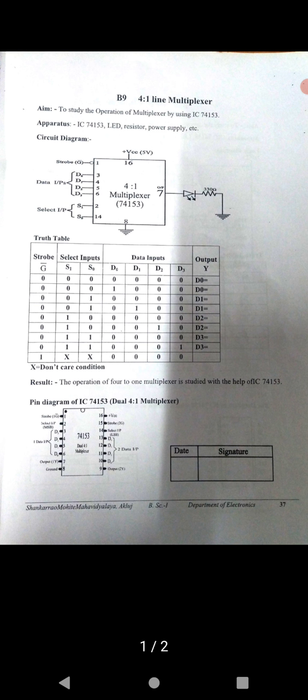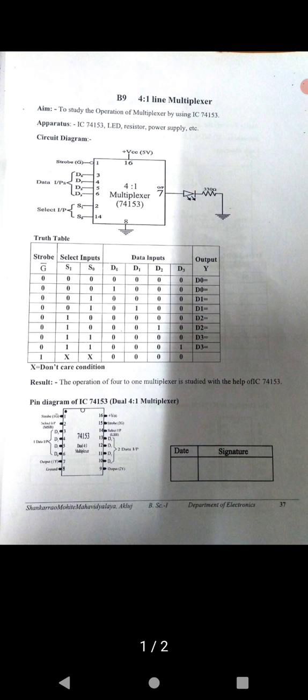First we see the 4:1 line multiplexer. 4:1 means a multiplexer with 4 inputs and only one output. The aim of this experiment is to study the operation of a multiplexer by using the IC 74153. This IC 74153 is used in a multiplexer.